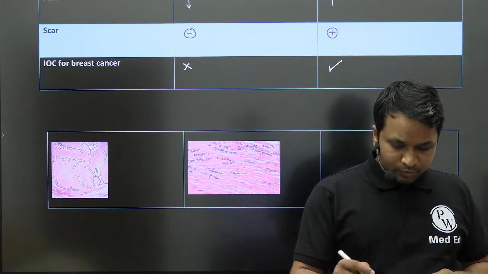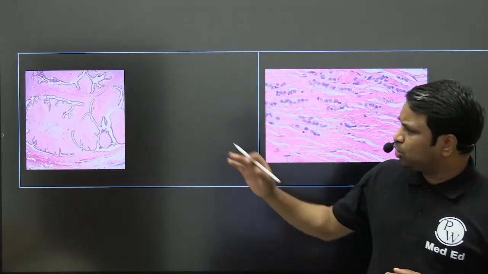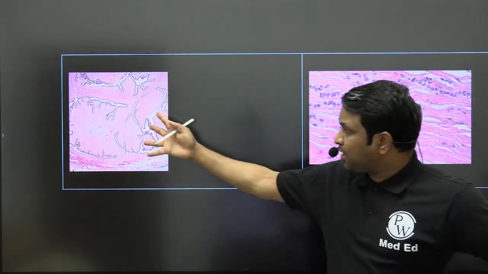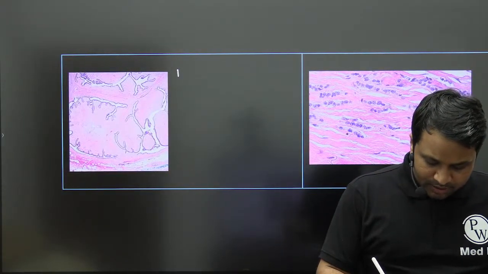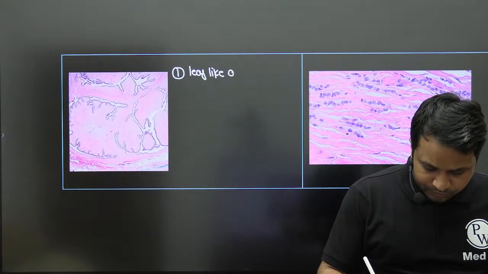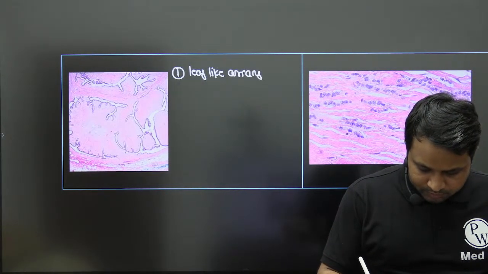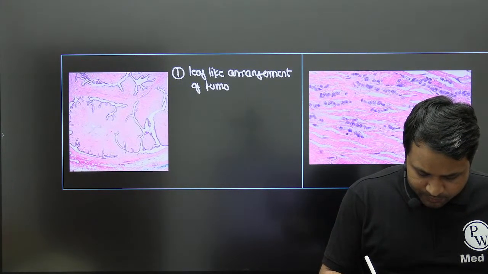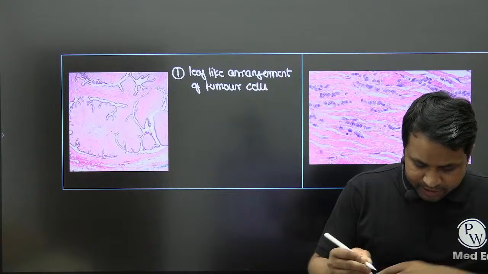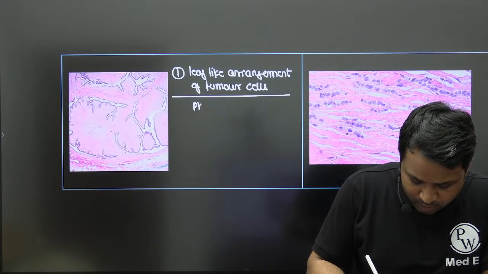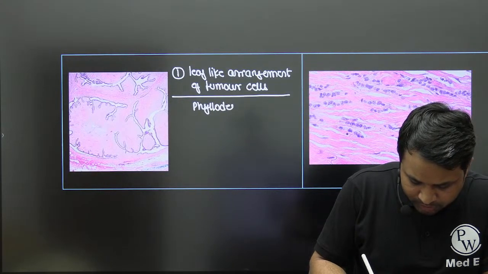So whenever you're doing an FNAC, on histopathology, there are two important slides that you will see. The first slide that you can see, all this branching, it's like a leaf-like arrangement. This is the leaf-like arrangement of tumor cells. And this leaf-like arrangement of tumor cells is what we see in phyllodes tumor.